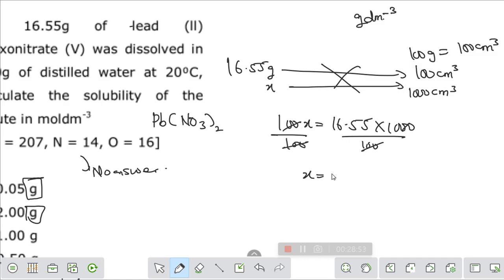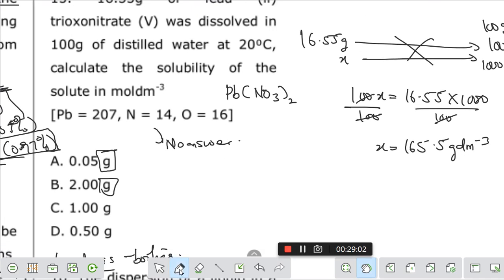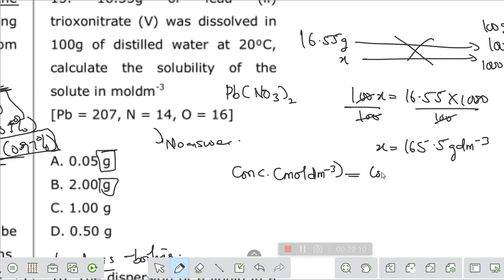So our x will now be 165.5 gram per dm cube. So why am I doing this? We are going to know now. Because the reason why I'm doing this is because I can use a formula called conc in mole per dm cube, because we are looking for conc in mole per dm cube. And conc in mole per dm cube is equal to conc in gram per dm cube, which is this one, over molar mass.